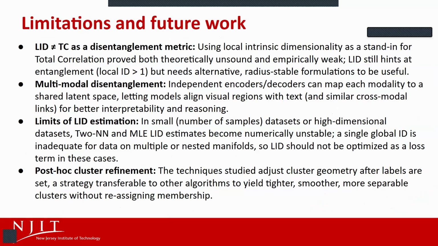With this, I come to the limitations and future work. So as we can see, LID can still be used for disentanglement. In an ideally disentangled latent space, one expects the global intrinsic dimensionality to match the number of latent factors, while the local ID should approximate 1. When two or more latent coordinates are entangled, movement along one axis influences the other, resulting in a local ID greater than 1. This behavior may still be leveraged in some other metric other than total correlation, which is radius stable and can be formulated, where the local radius tends to 0.